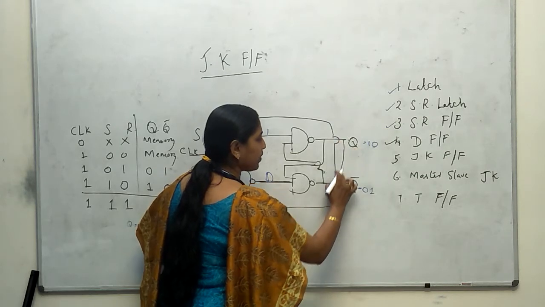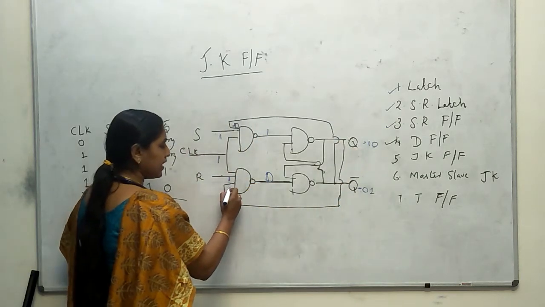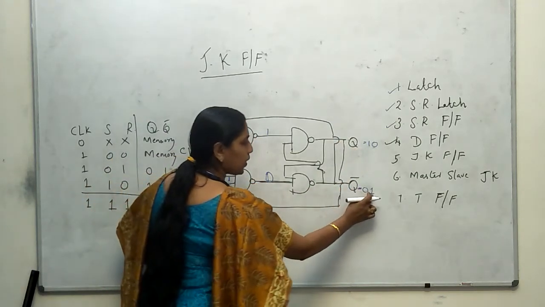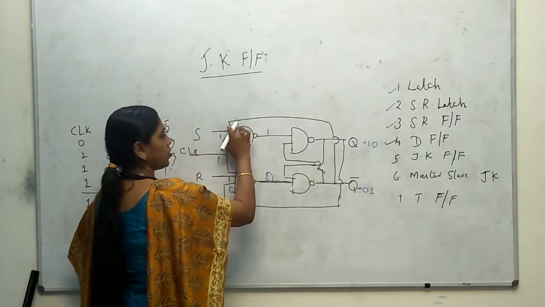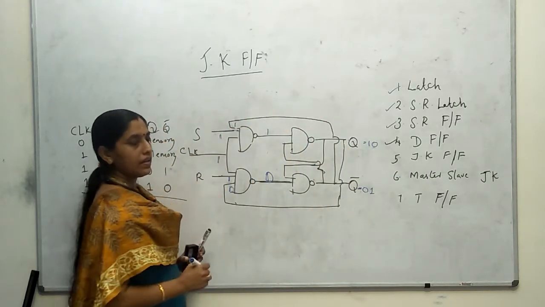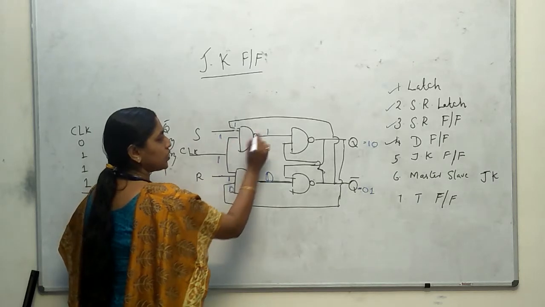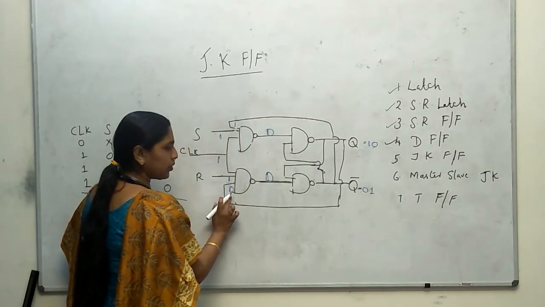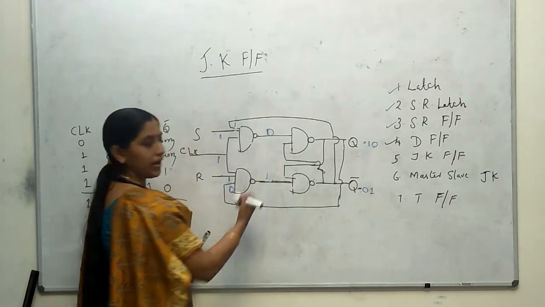So I am again giving back this 0 to this gate, so this becomes 0, and this 1 I give back to this node, so this becomes 1. So these three inputs are 1, so output will be 0. This one input is 0, so this output becomes 1.